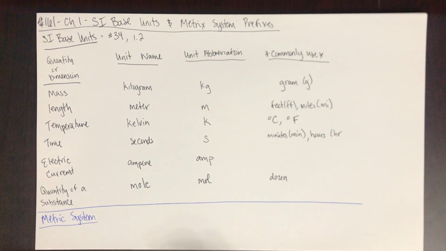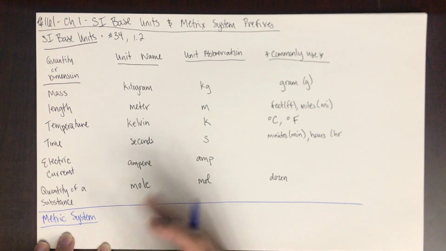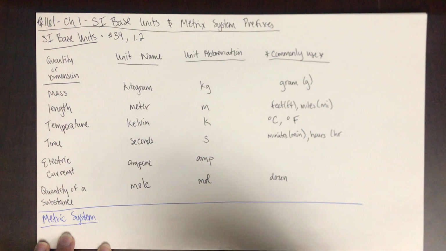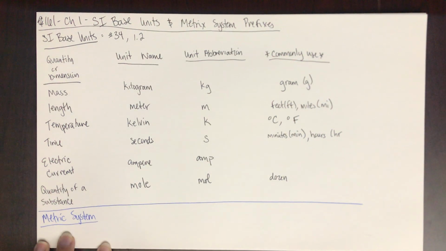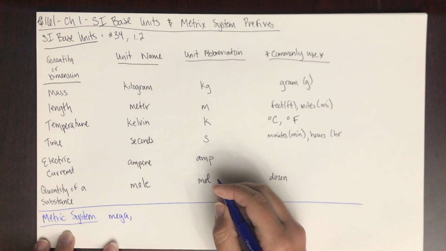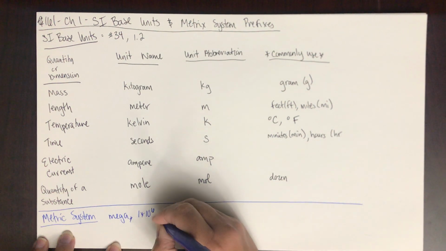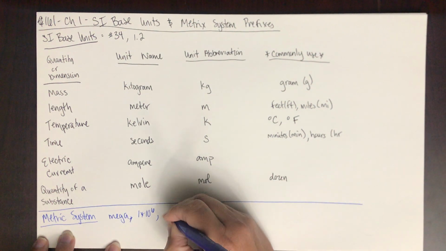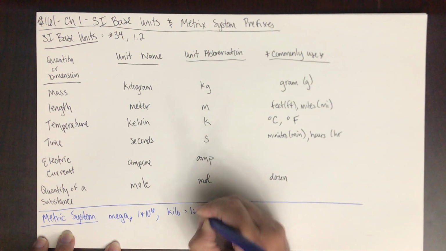And I have put in a red box the prefixes that you need to memorize. The prefixes and what their quantity is. So you can use these metric system prefixes with any of these units, and it will either increase or decrease the magnitude of what you're talking about. So the ones that you need to know are mega. Mega is 1 times 10 to the 6th of something. And the next one you need to know is kilo. Kilo is 1 times 10 to the 3rd of something.